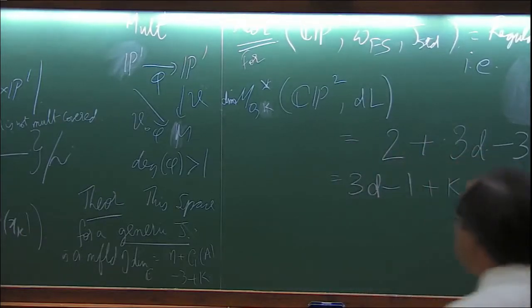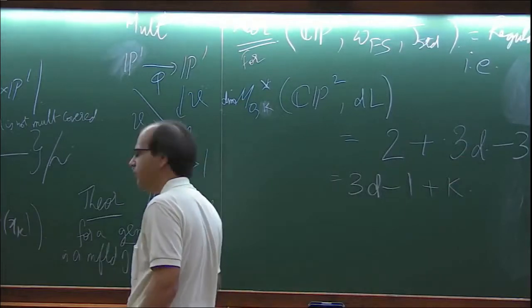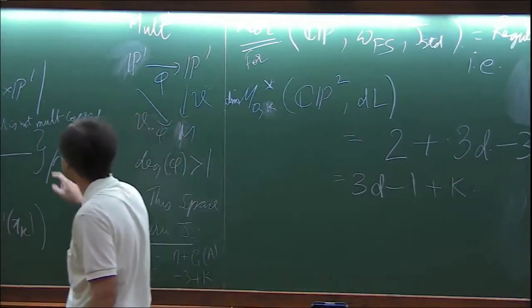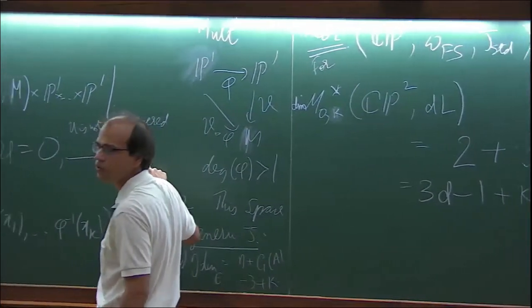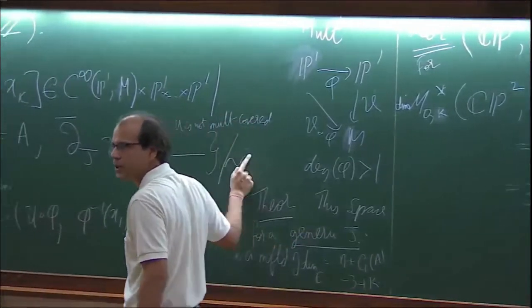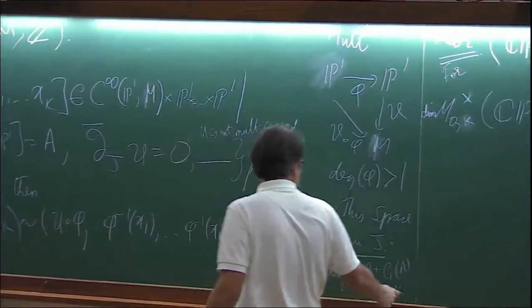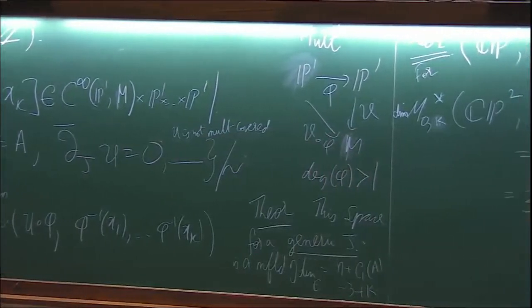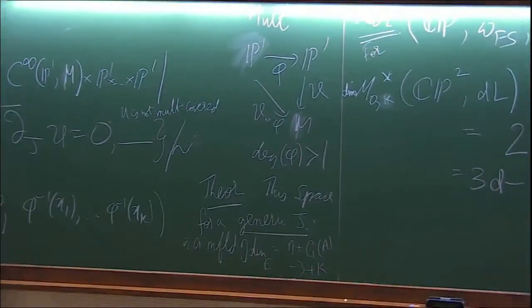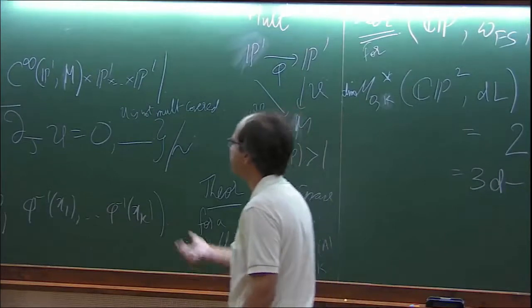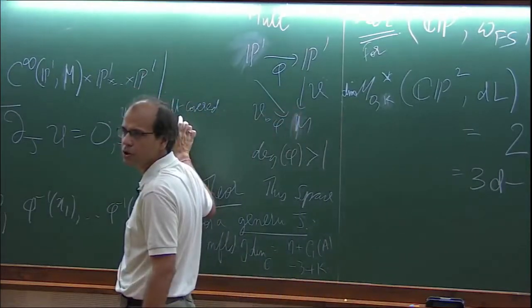And the reason for this minus 3: why do we have a minus 3 here? I am quotienting out by the group of automorphisms, which is 3-dimensional. That is why you have this minus 3. So n plus c1 of A is the dimension of the moduli space before the quotienting.